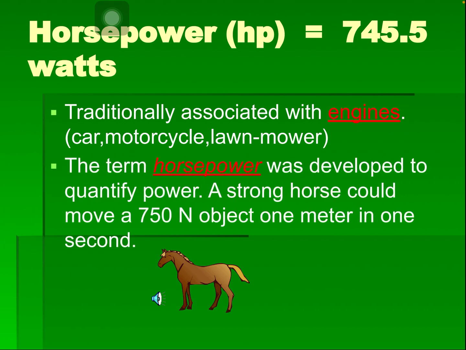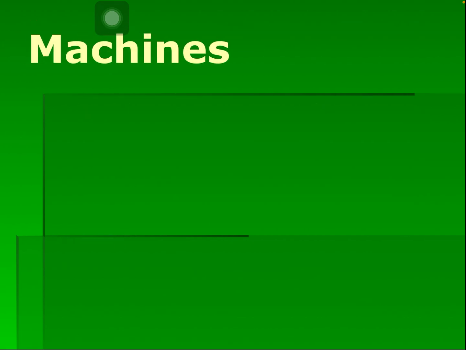It was developed to quantify power. A strong horse could move a 750 Newton object 1 meter in 1 second. And that is therefore what a watt is. Okay, so we're going to hold off on the machines part in this PowerPoint. We'll come back to this perhaps later in the week.